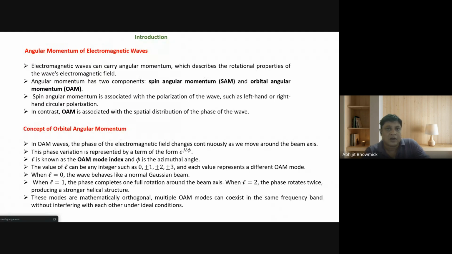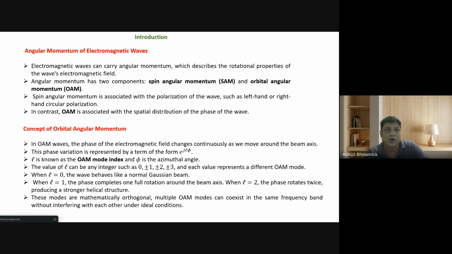First of all, we should know what OAM is. OAM is orbital angular momentum. Before that, we should know what angular momentum of electromagnetic waves is. Electromagnetic waves can carry angular momentum, which describes the rotational properties of the wave. There are two types of angular momentum. One is SAM, spin angular momentum, which relates to polarization, such as left circular or right circular. These come under spin angular momentum.